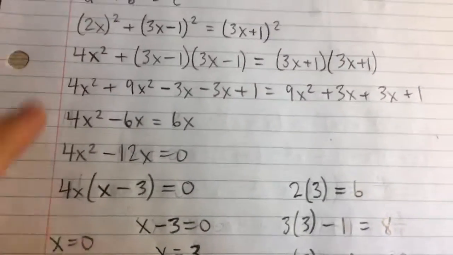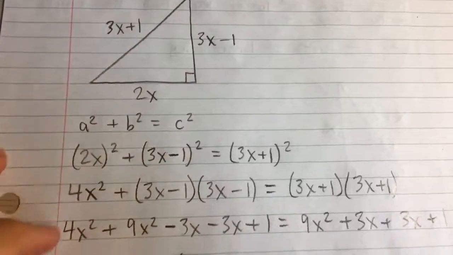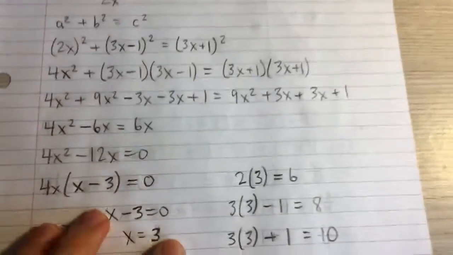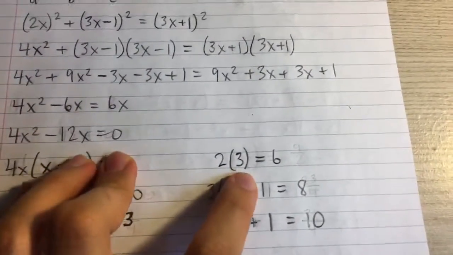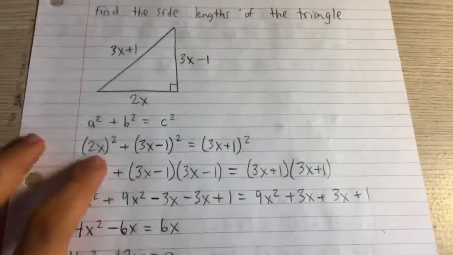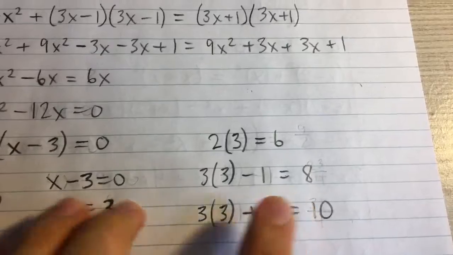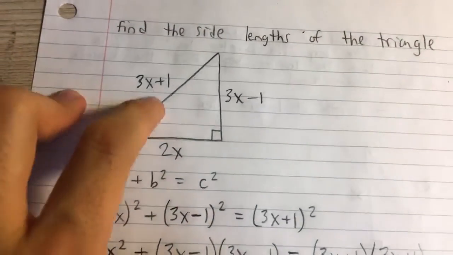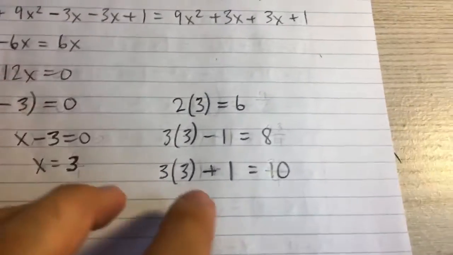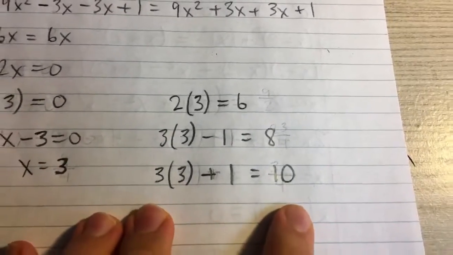And so now that we found x, we can plug that into the original expressions back at the top. And so 2x, that's going to be just 2 times 3, or 6 units. This side, 3x minus 1, is going to be 3 times 3 minus 1, or 8. And the hypotenuse is going to be 3 times 3 plus 1. That's 9 plus 1, that's 10.